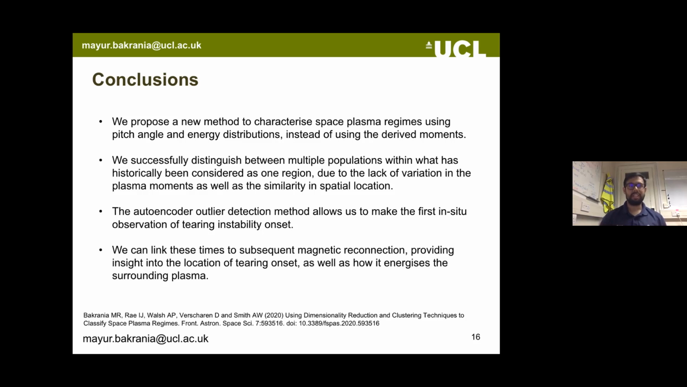We then adapted our autoencoder method to output not the main populations, but outliers, in order to understand more of the physics that's going on in the area. And this has given us insight into instabilities and energization of the surrounding plasma and temperature, and will hopefully shed more light onto what's going on in the area and how it's important with regards to substorms and reconnection and aurora.